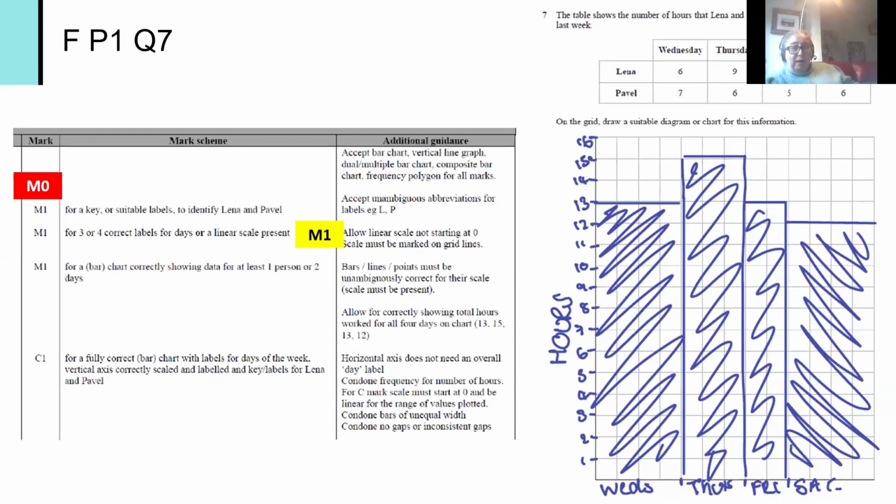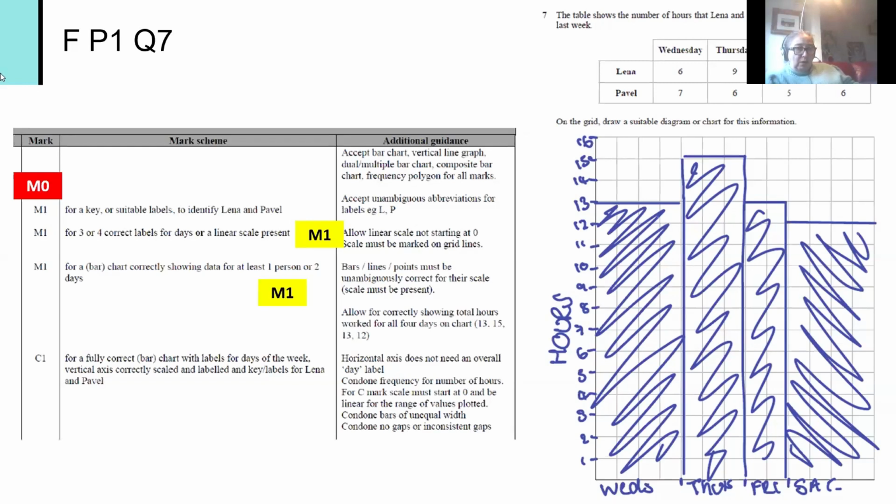And then the final mark, which is a C1, a communication mark, it's not fully correct because in order to get fully correct, we needed correct bars for both Lena and Pavel, labels for days of the week, the correct scale, the vertical axis correctly scaled and labelled, and a key. So there's still lots of marks that students can get on these kind of questions.